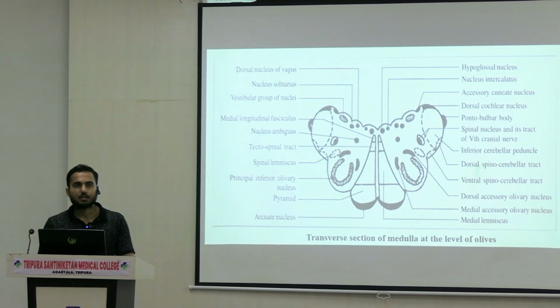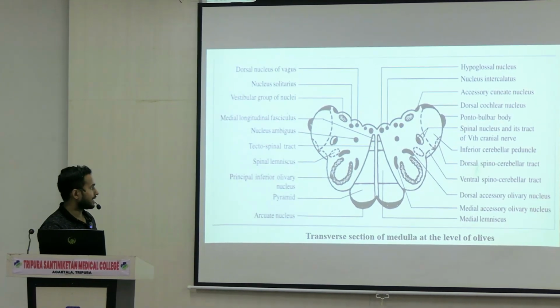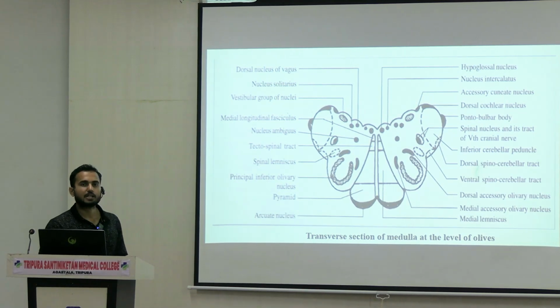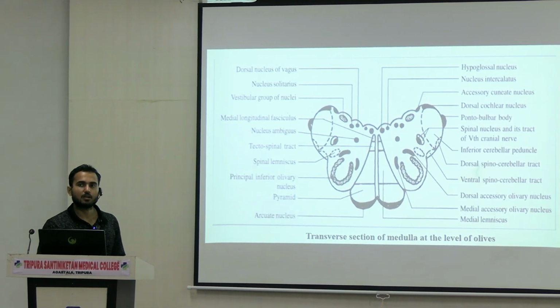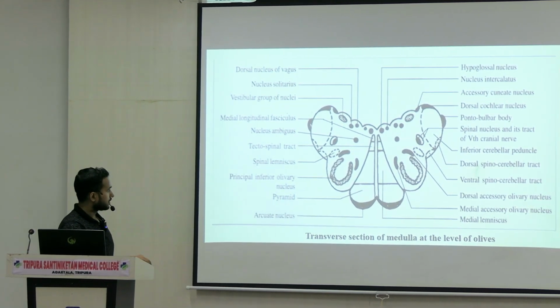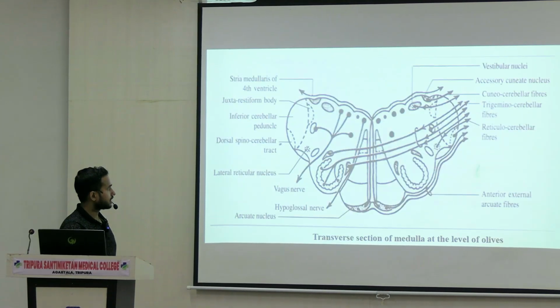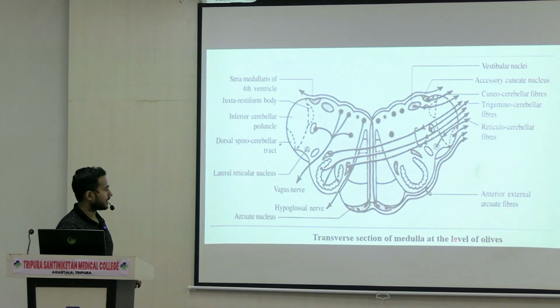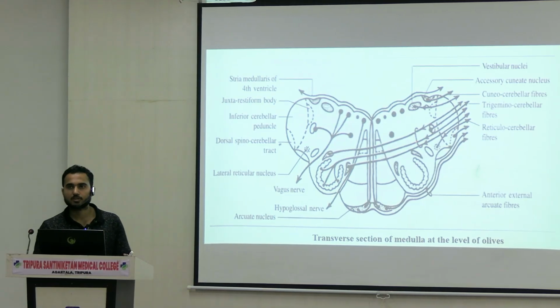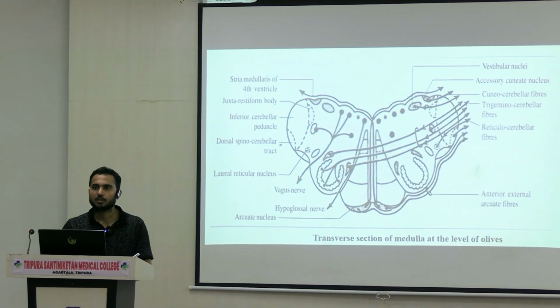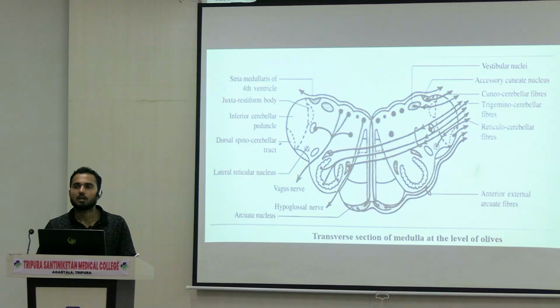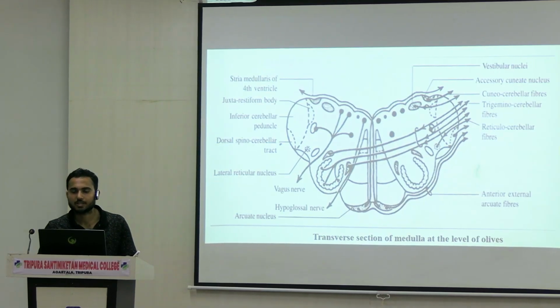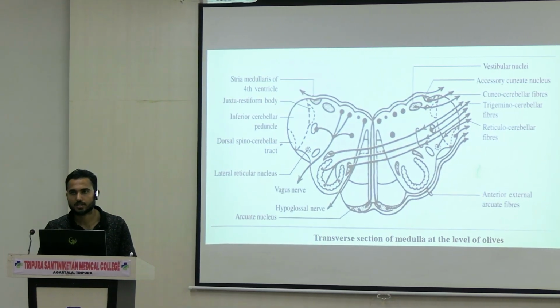So that is the gray matter. Next is the white matter. For white matter, this time I have added one nice diagram. Here you can see this is also at the level of the olive, but here especially the fibers are shown. Particularly from which nuclei which fibers are coming out, you can see in this diagram.